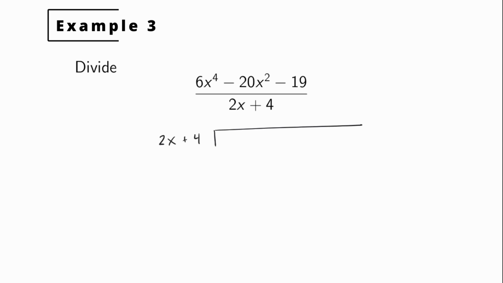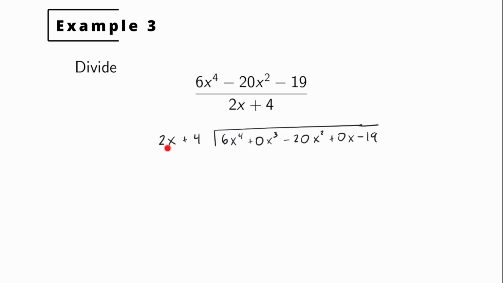So it wouldn't work for us now. So what we're going to do is include those terms by giving them coefficients of 0. So we have 6x to the fourth, then plus 0x cubed, and then minus 20x squared, and then plus 0x, and then minus 19. Okay, and now we just do what we've been doing.